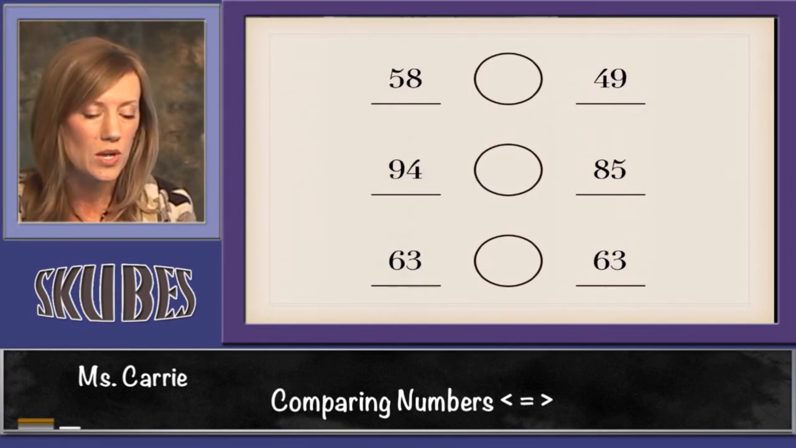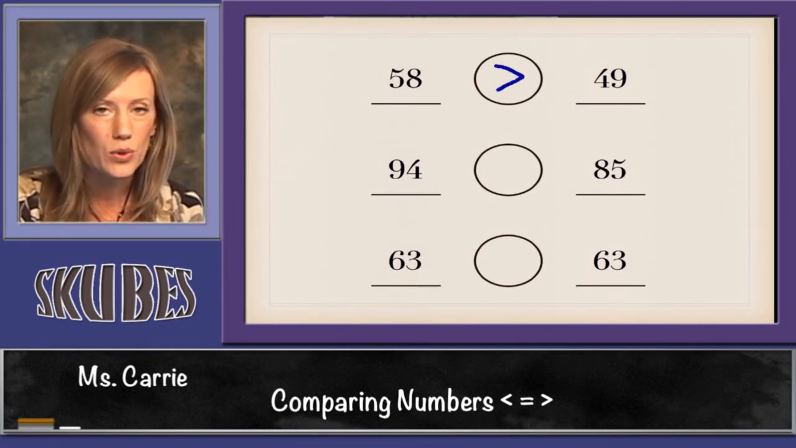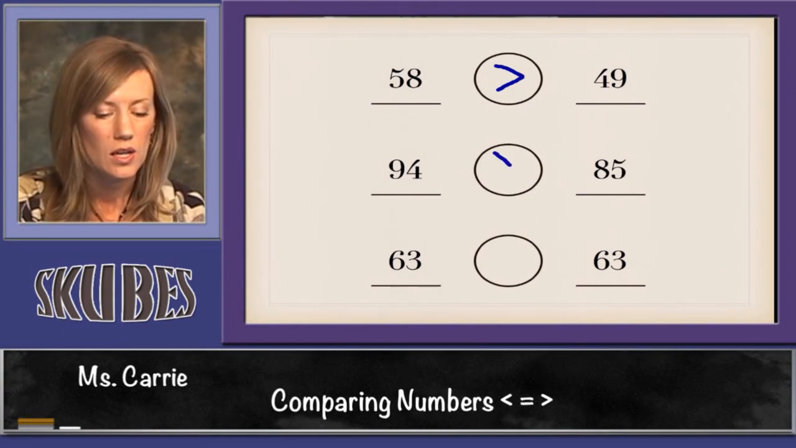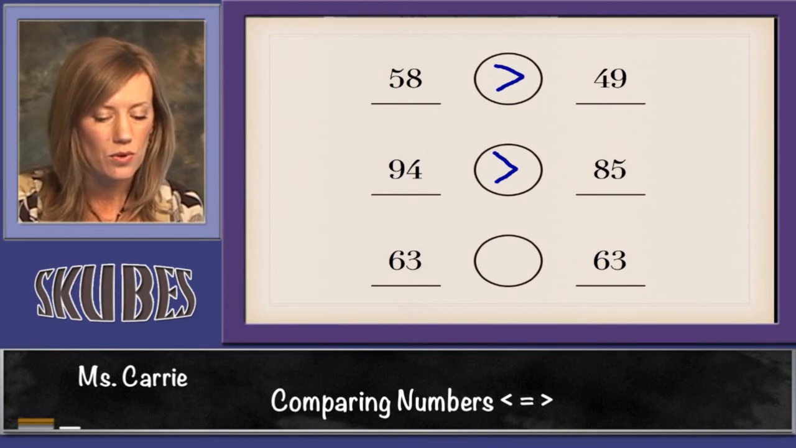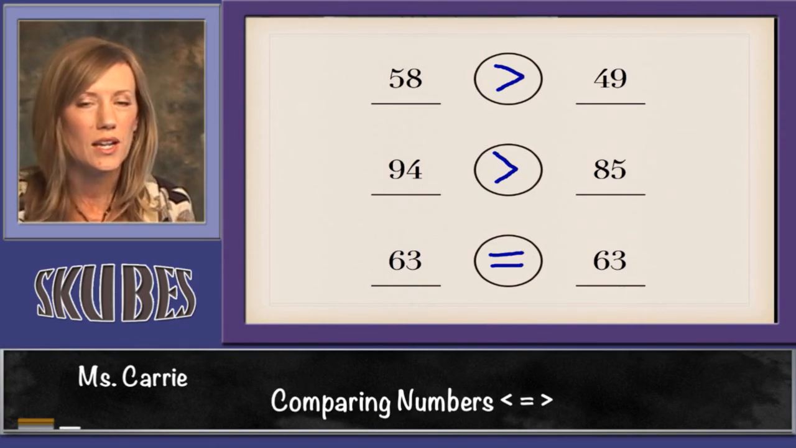Let's look at one more group of numbers. We have 58 is greater than 49. We have 94 is greater than 85. And we know that 63 would be equal to 63. That concludes our lesson on comparing numbers.